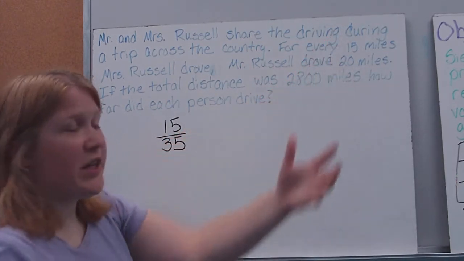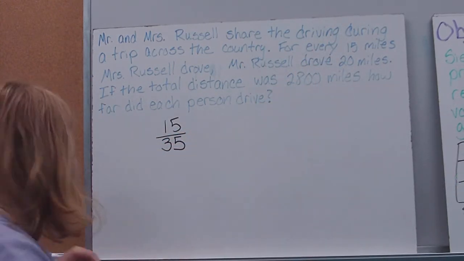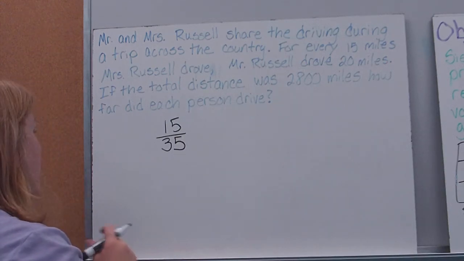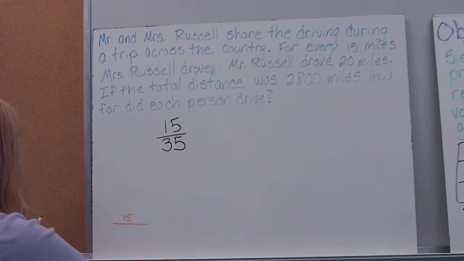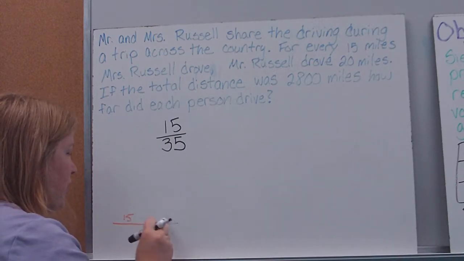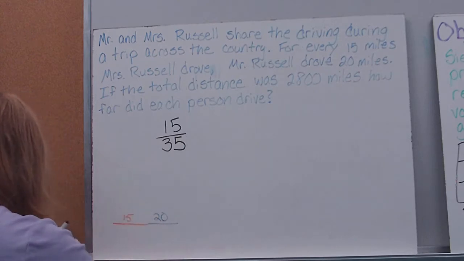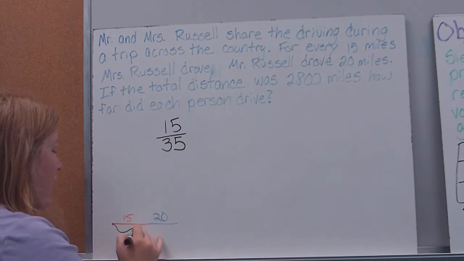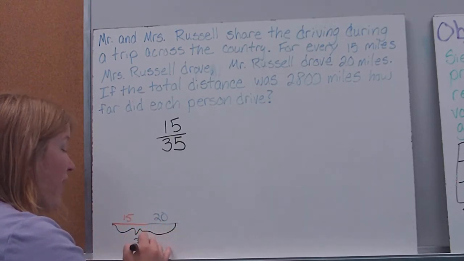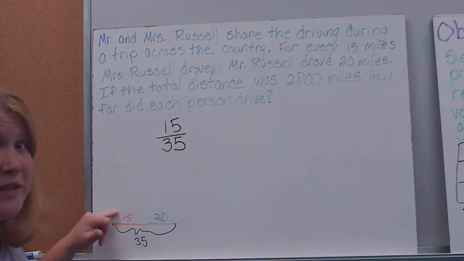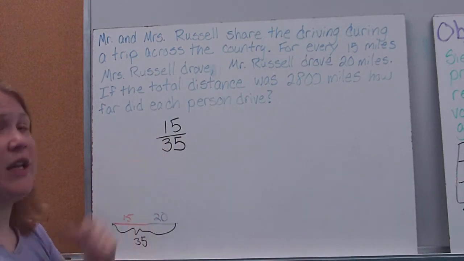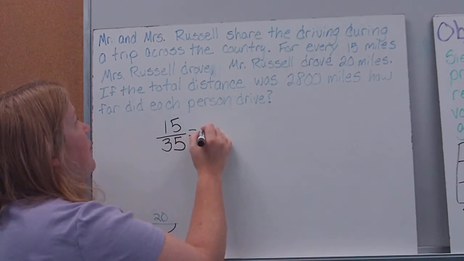So he drives 20, she drives 15. Just look at that first leg. You can kind of even map it out if you want. So here's Mrs. Russell, she drove 15, and then Mr. Russell took over and drove 20 more miles. So altogether, that means they've traveled 35 miles, so part to whole. So I'm going to look at this orange part, Mrs. Russell's part. So she drives 15 out of every 35 miles.